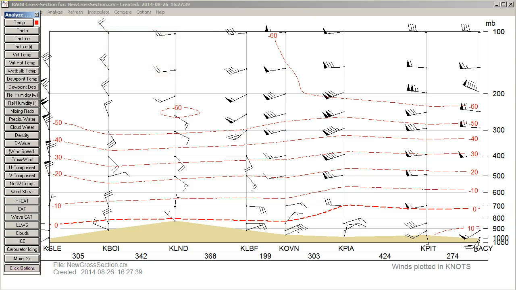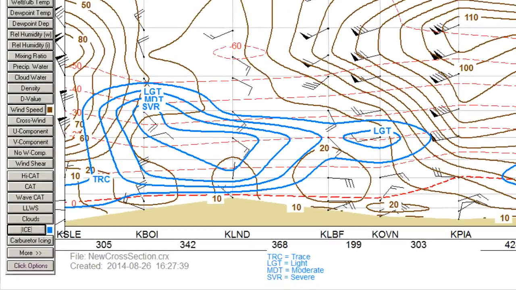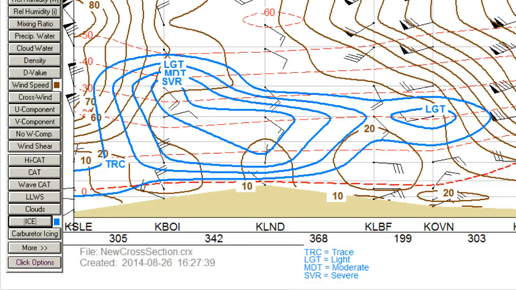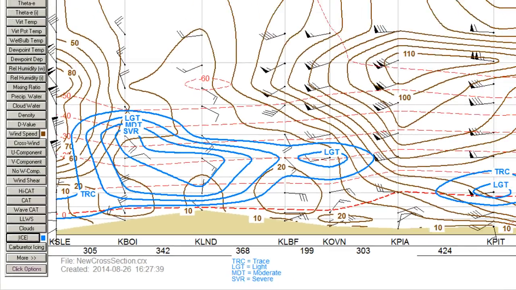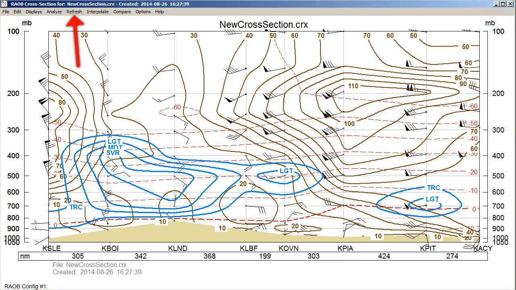Now let's add a second analysis and overlay wind speeds. Even though you can overlay as many parameters as you want, we'll just add one more for now, the icing analysis. Notice that for non-numeric analyses, like this icing data, a legend of terms is displayed below the diagram. Now let's clear the screen's analysis data with the Refresh option.